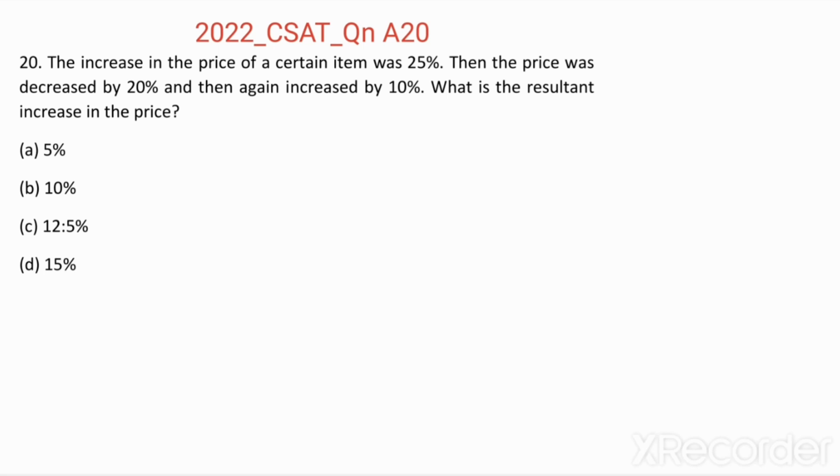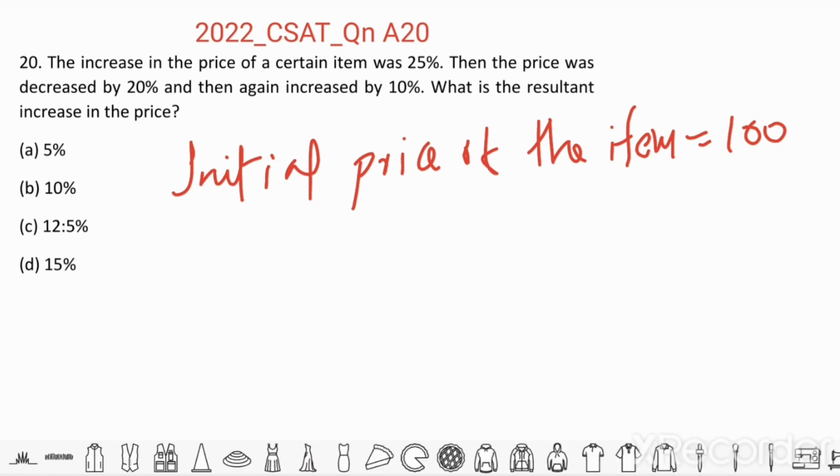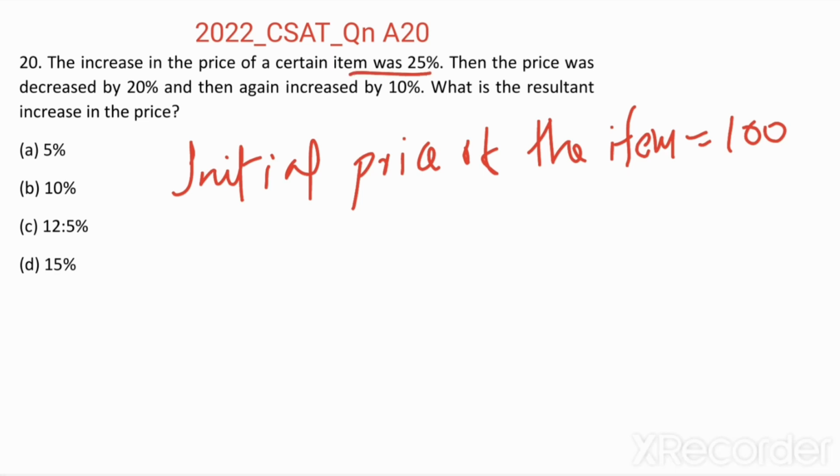Let us take the initial price of the item equal to 100 rupees. For easy calculation, we took the initial price of the item equal to 100 rupees. Then the price of the item is increased by 25%. 25% increase.